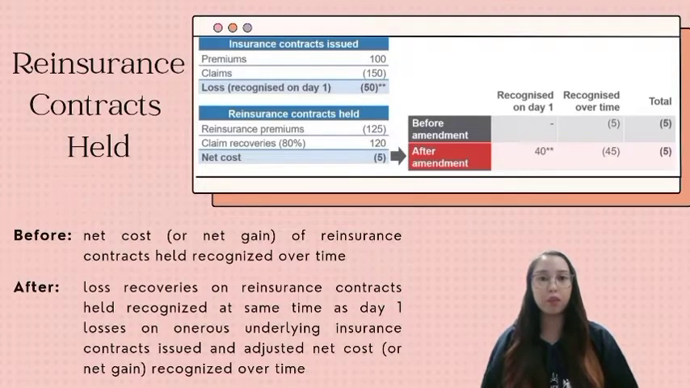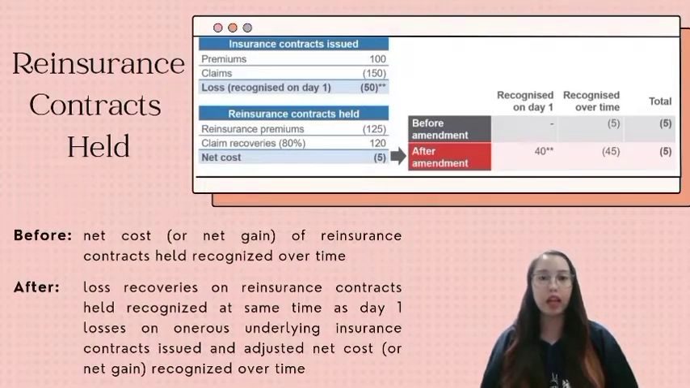Yung IFRS 17 po kasi nire-require niya si entity na i-recognize yung any losses on initial recognition ng insurance contracts issued immediately sa profit or loss. Before the amendments po, yung mga net loss or net gain na sa pag-purchase po ng reinsurance contracts held ay nire-recognize over time with no amount being recognized immediately. And dahil po dito, nagkakaroon po ng accounting mismatch. Dahil yung loss po sa insurance contract ay nare-recognize agad-agad, tas yung mga recovery po sa mga loss sa reinsurance contracts held ay nire-recognize naman po over time.